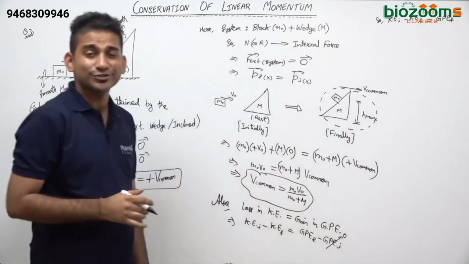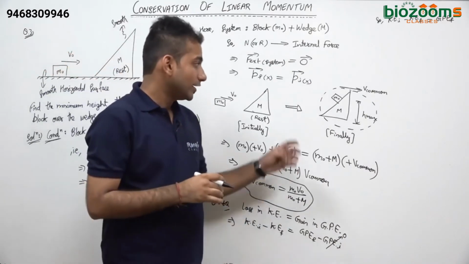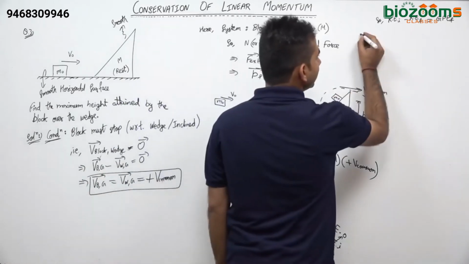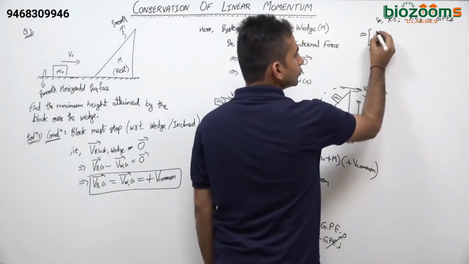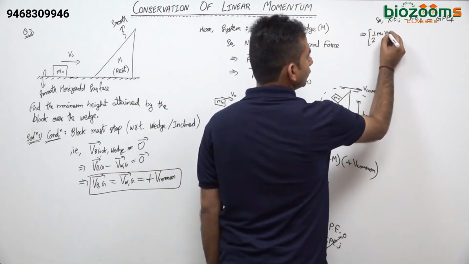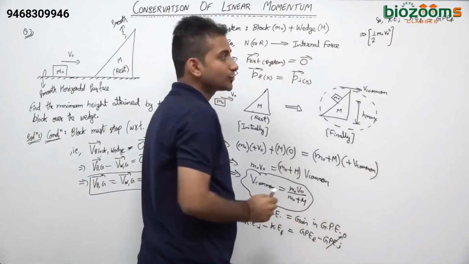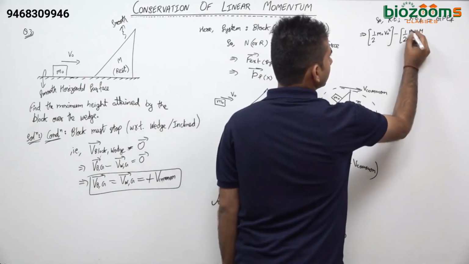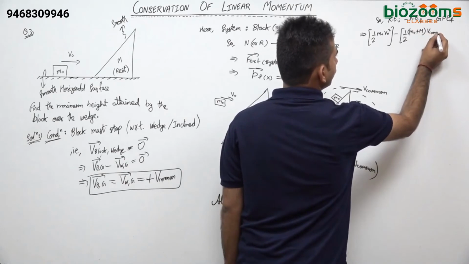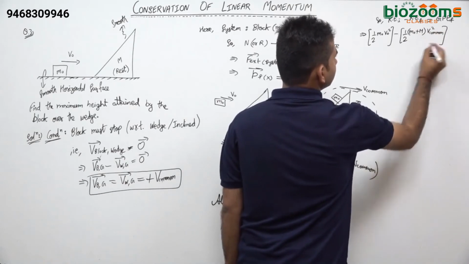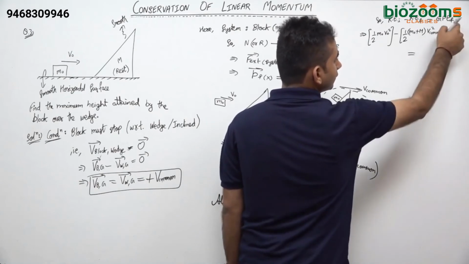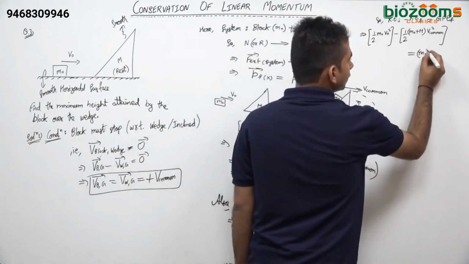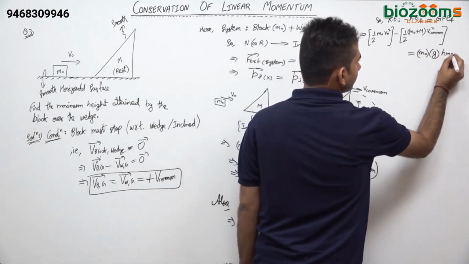The gravitational potential energy is gained by only this block, not by the wedge. What is the initial kinetic energy? Initially only the block was moving, no? So half M0 V0 square. What is the final kinetic energy? Block plus wedge will stick together and move with V common, so half M0 plus M into V common square, and that will be equal to GPE final. What part is attaining GPE? Only the block, which means M0 g H max.